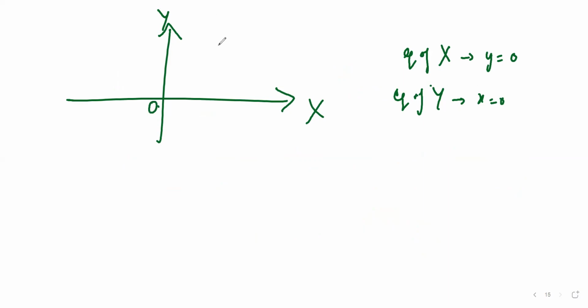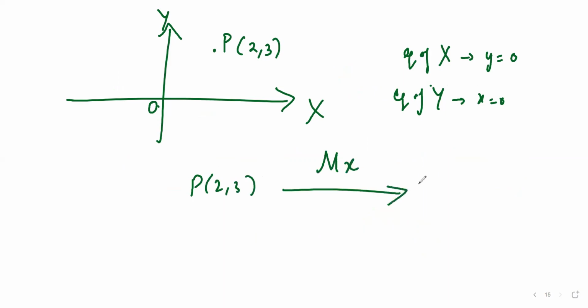Primarily in MCQs, what they can ask you, they can give you a point, let's say 2, 3. When you reflect 2, 3 about the x-axis, which acts like a mirror, the sign of the x coordinate doesn't change. So 2 remains as 2, only 3 becomes minus 3. I'm reflecting about the x-axis, I get a new point, let's say P dash. It will be 2 comma minus 3. It's a mirror image. That is, the x-axis acts like a mirror.